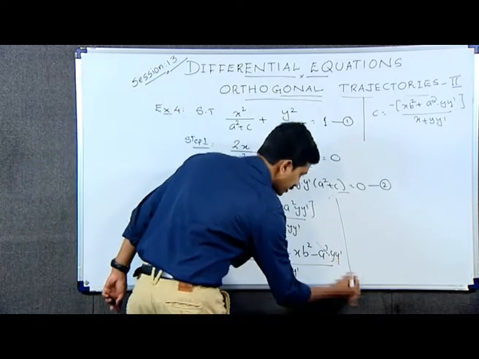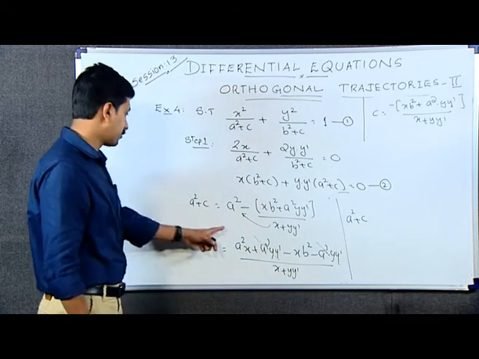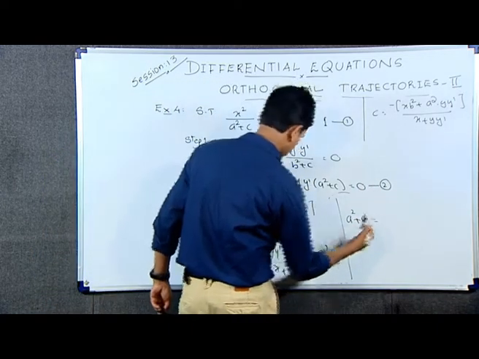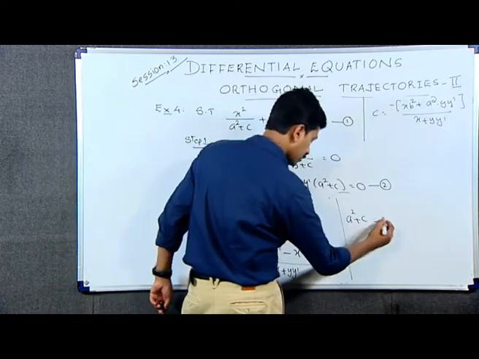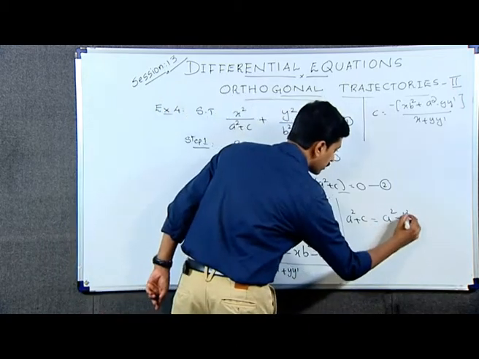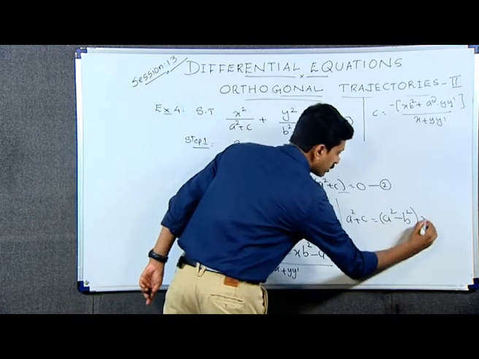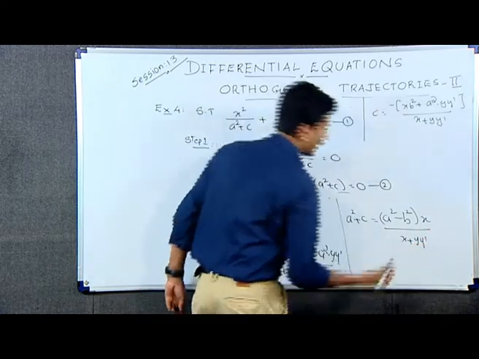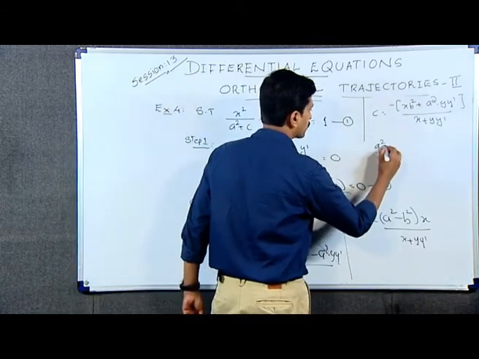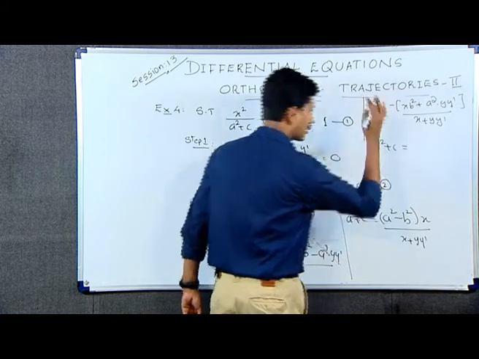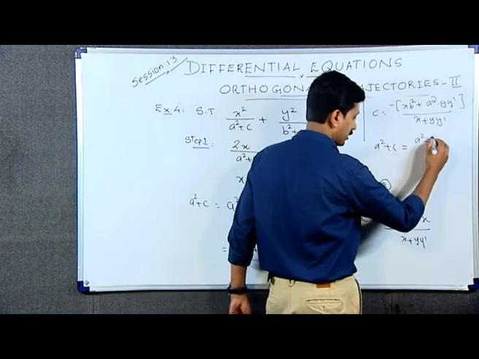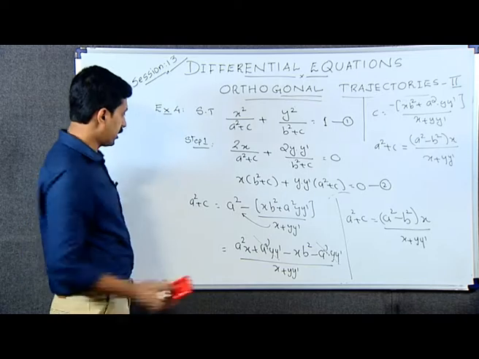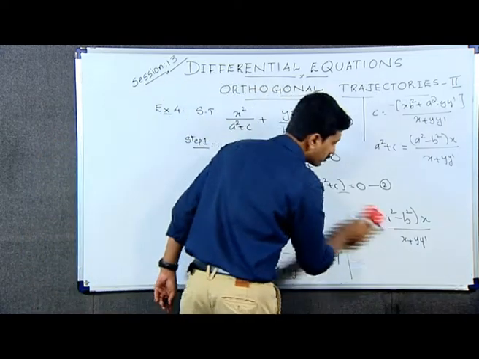After all, a square plus c is equal to a square minus b square, in both x is common, and the denominator is x plus y y dash. So, we found a square plus c, which we also have to use later, that is a square minus b square into x divided by x plus y y dash. Now, as we found a square plus c, I would like to find b square plus c.